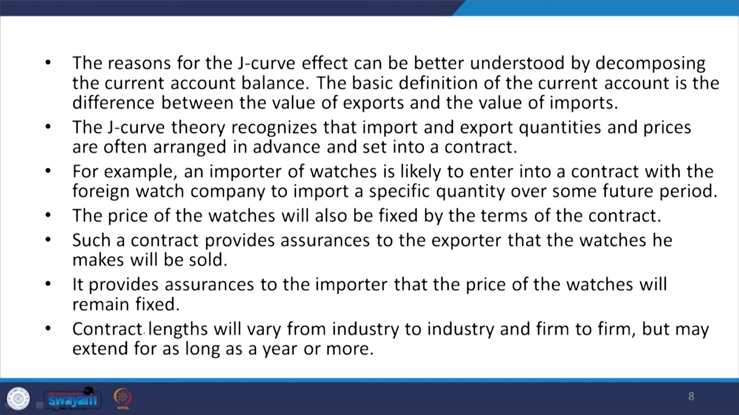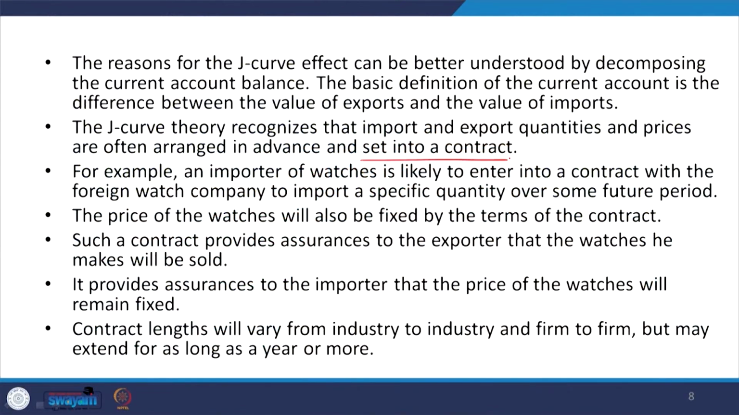The reasons for the J curve effect can be better understood by decomposing the current account balance. Once the exact reasons are decomposed, we can attach the factors behind the changes. The basic definition of current account is the difference between the value of exports and the value of imports. The J-curve theory recognizes that import and export quantities and prices are often arranged in advance and set into a contract. For example, an importer of watches is likely to enter into a contract with the foreign watch company to import a specific quantity over a future period.